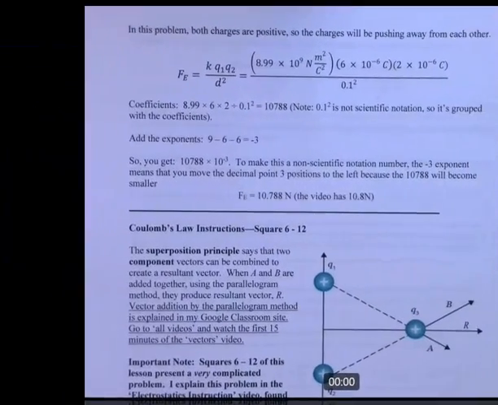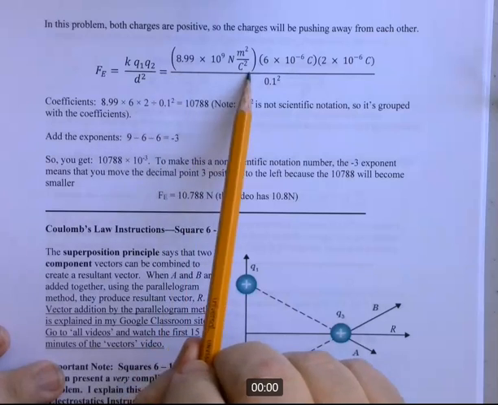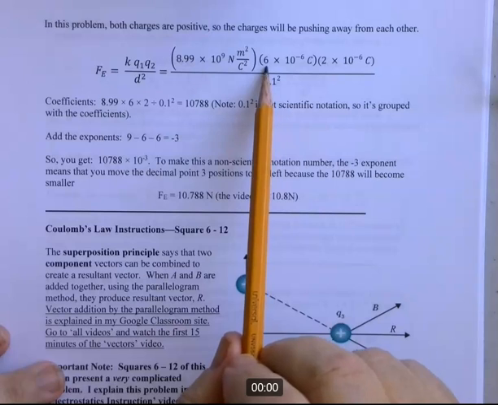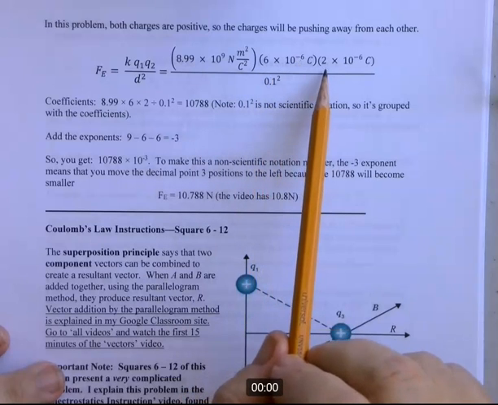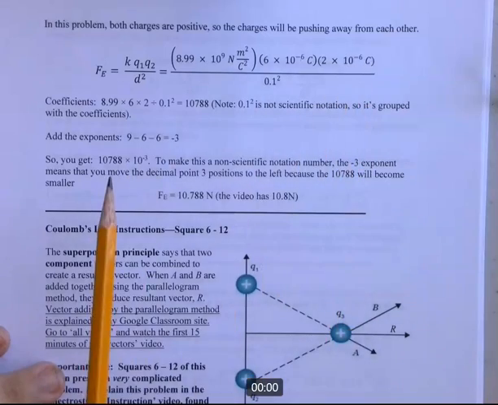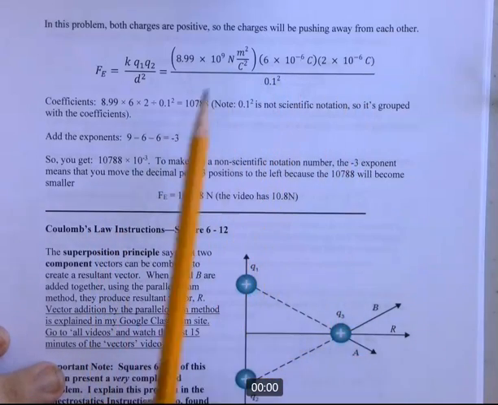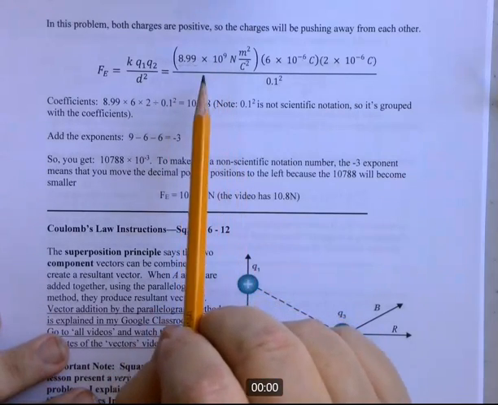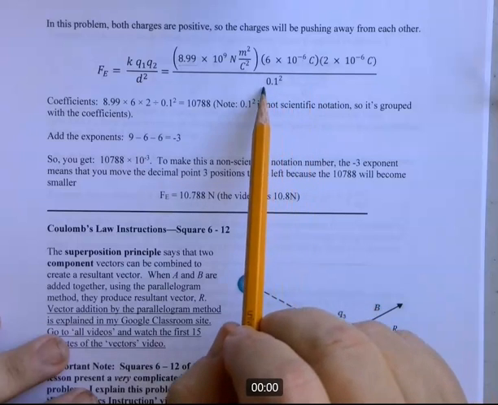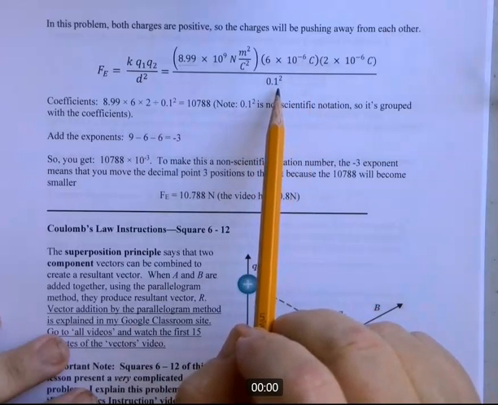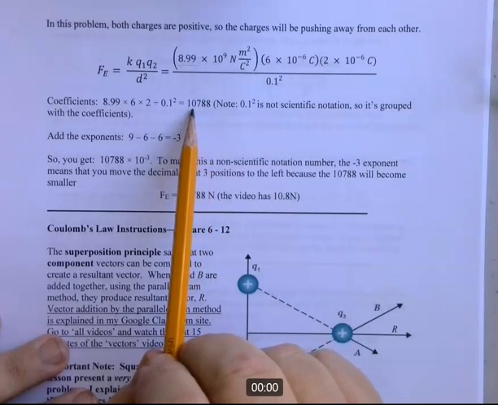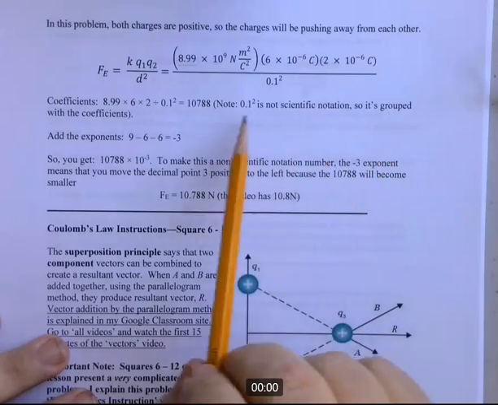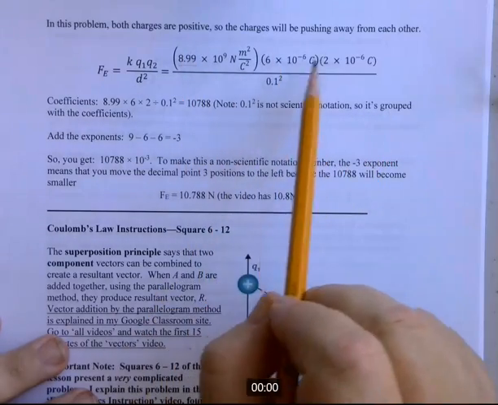All right, and this is what you should have gotten. There's Coulomb's constant. That number never changes. There's the 6 microcoulombs. That means 6 times 10 to the -6th. And 2 microcoulombs, there's 2 times 10 to the -6th. The distance was 0.1 meters, and you have to square that. So you do it exactly the same way. Multiply 8.99 times 6 times 2, and then divide it by 0.1 squared. And that right there will give you 10,788. Again, note that the 0.1 squared is not in scientific notation, so you group it with the coefficients.